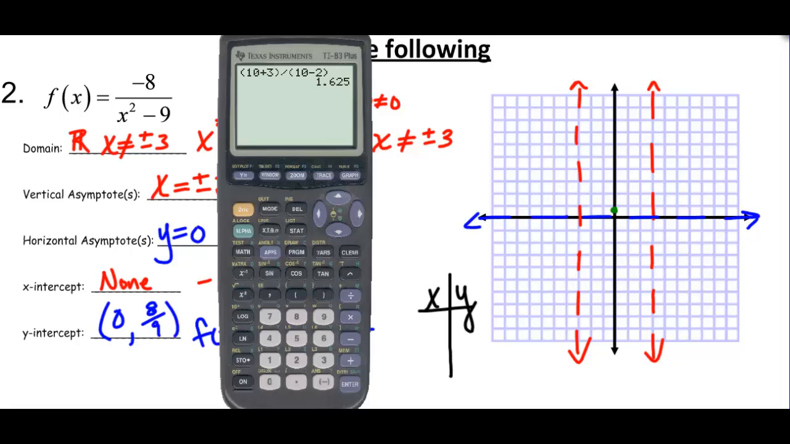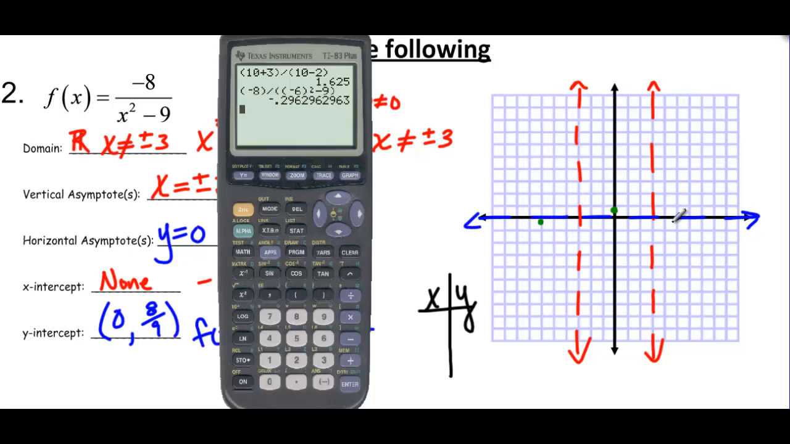So let me take my calculator again. In my numerator, I have negative 8, and I always like to use parentheses. In the denominator, let's try substituting in, say, a negative 6. So I'm going to put negative 6 squared, so again, you want to use parentheses for negative 6, squared minus 9. And if I do that, and close the parentheses, I get a negative number. Okay, so I get a negative 0.29. So if I go to negative 6, 1, 2, 3, 4, 5, 6, I get a negative 0.2. So I know I get a point about there. So now I know I'm in the bottom section.